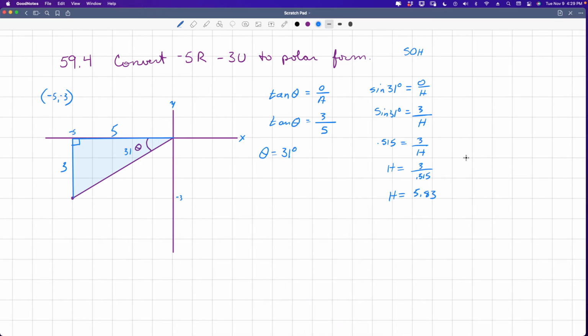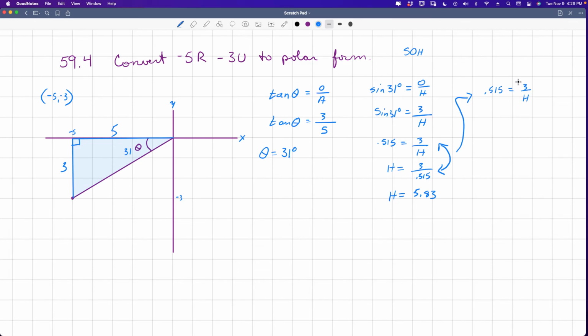Okay. Now, you might be wondering, how in the world did I do that? How does that work? Okay, so here's how we do that. Here's how we flip it, right? Let me show you up here. If you have 0.515, and that equals 3 divided by H.